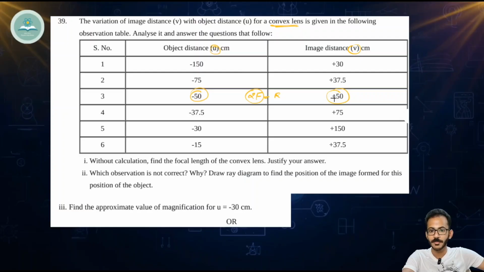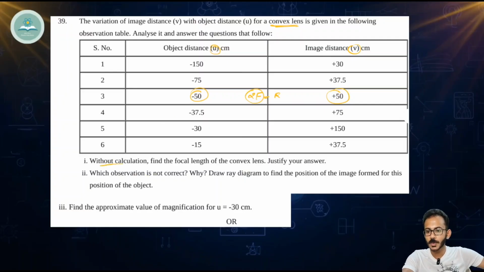50, we have 50. So this will be the special case where the object is kept very much near to the lens. So that time we'll get a virtual image on the same side. Okay, these many things should come to our mind when we get a table like this. Now let's go to the first question.